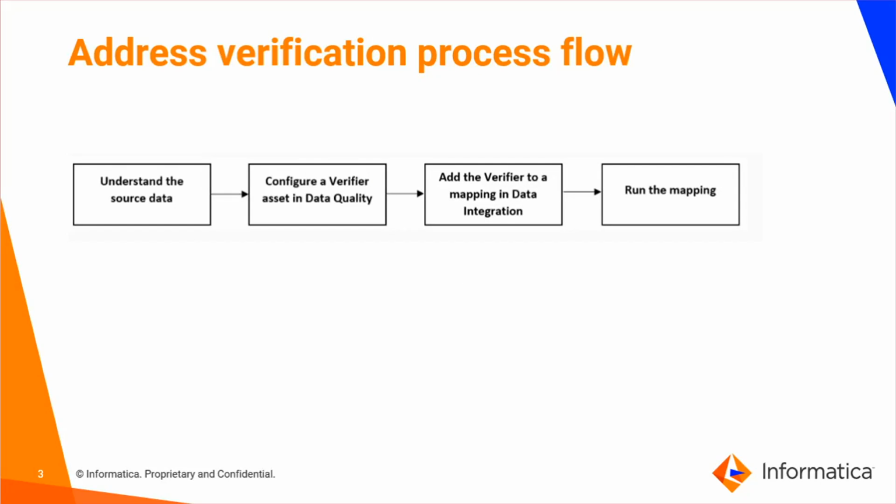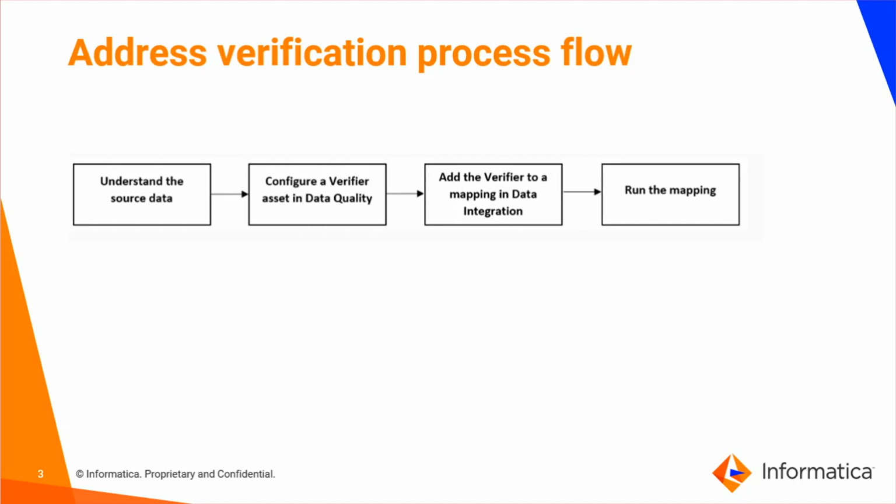Let's discuss the address verification process flow. First of all, we have to identify what the data source is. It can be a relational database. The incoming source can be a file. It can be any source which is readable within IICS.